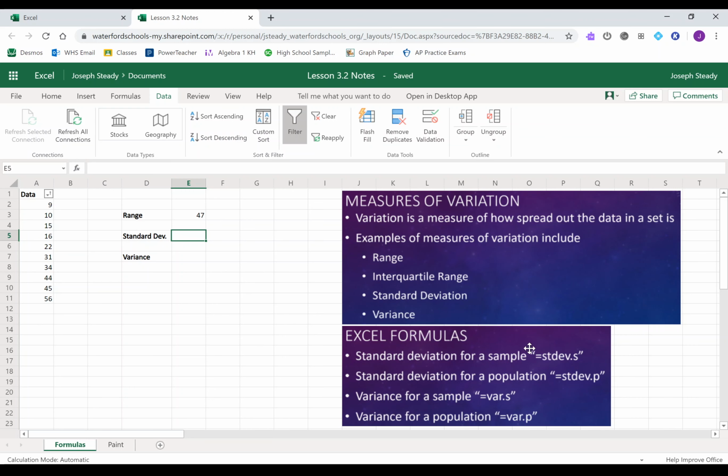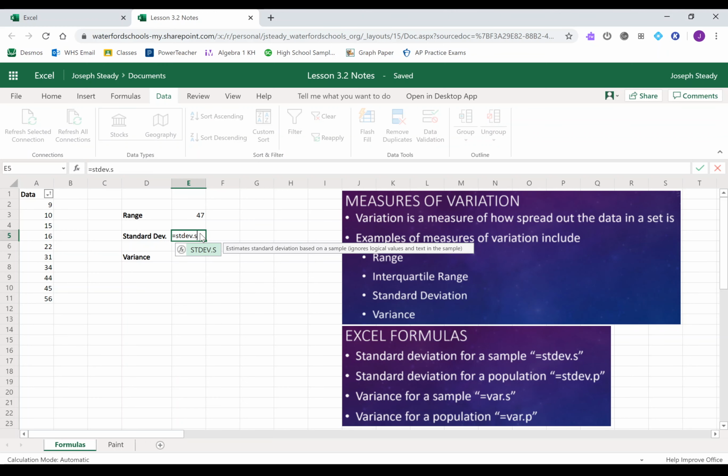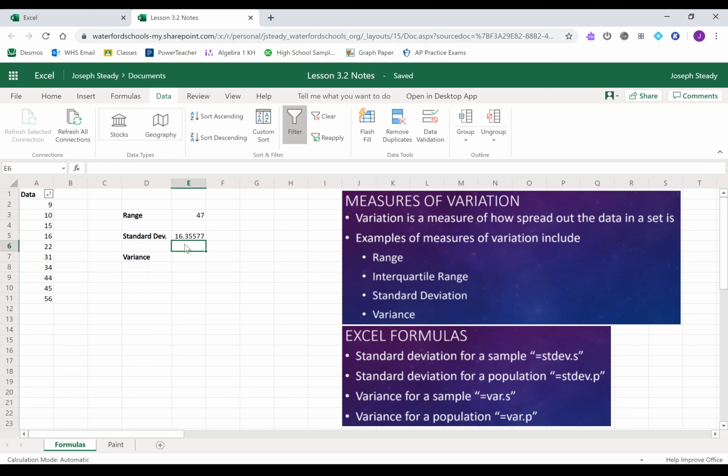Generally speaking, in stats, we're going to be using samples. We're not going to know the entire population, so we will be using STDEV.S, for sample, most of the time. Equals STDEV.S, open parentheses, and now I can highlight my data set. And then I close my parentheses and hit enter. So this tells me my standard deviation for this data set is 16.4. Now, without comparing it to another data set, that doesn't necessarily tell us much, but this is a measure of how spread out our data is.